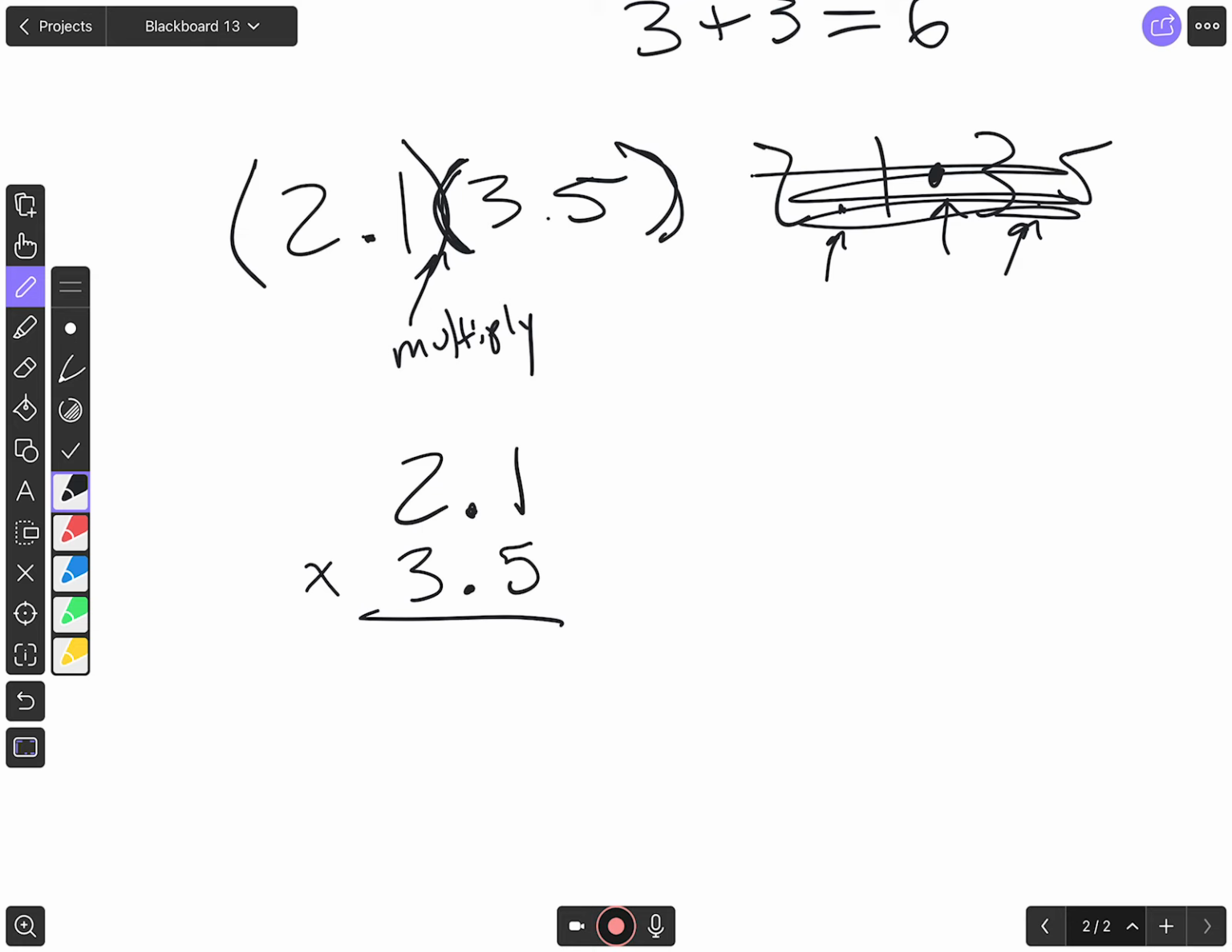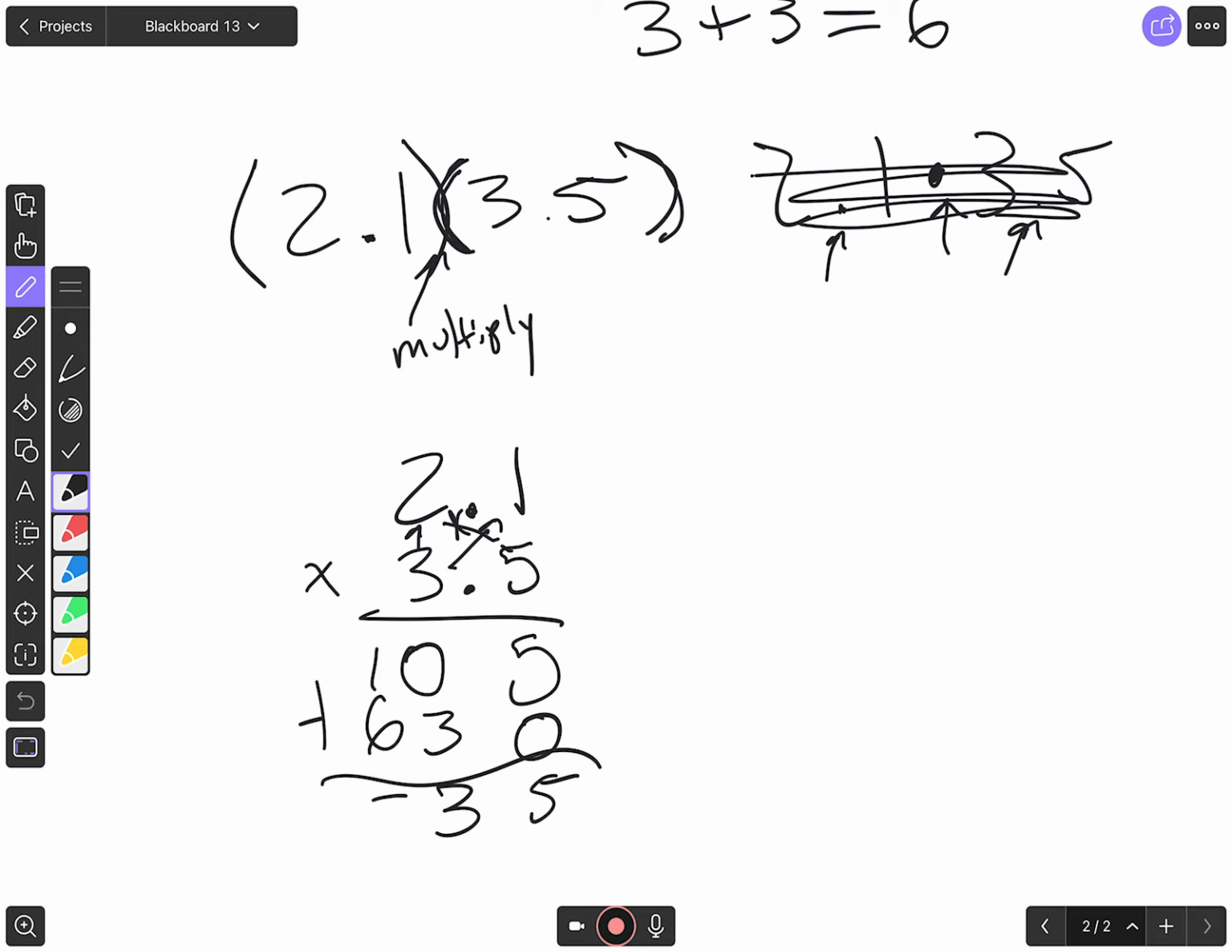So we do 1 times 5, and we get 5, right? And then we do 5 times 2, which is 10. Then we bring down a 0. We do 3 times 1, which is 3, and 3 times 2, which is 6. We add those together, and we get 5, 3, 7.